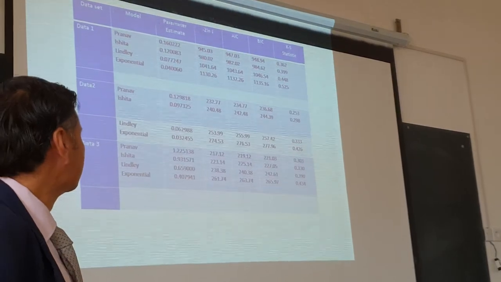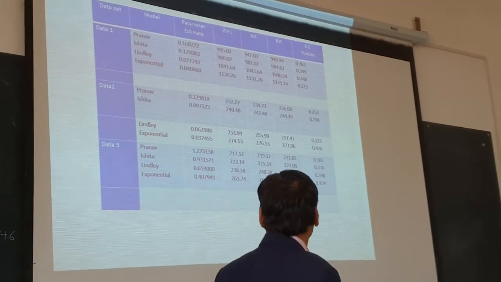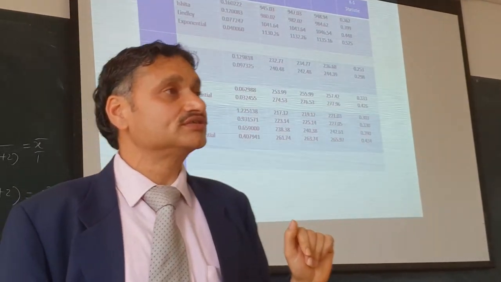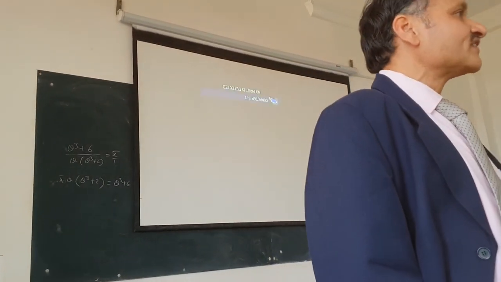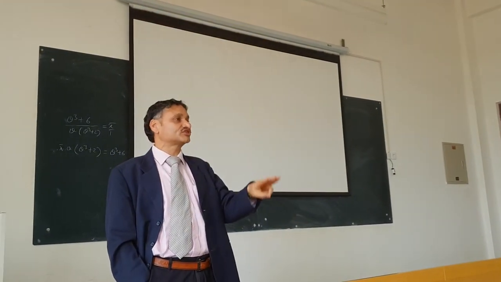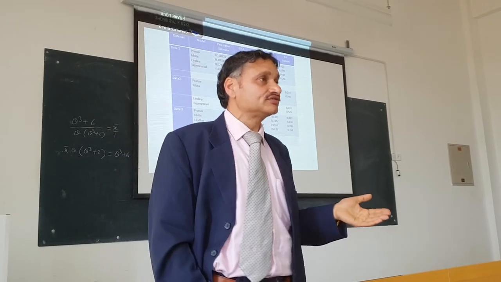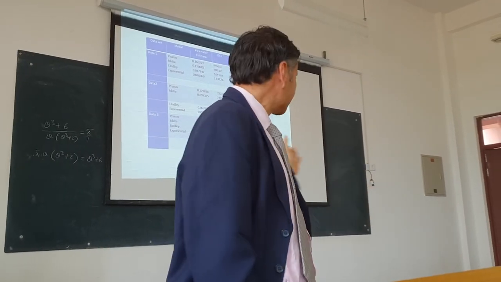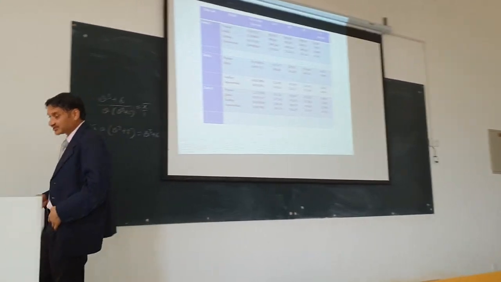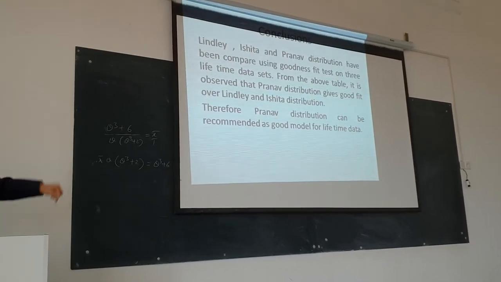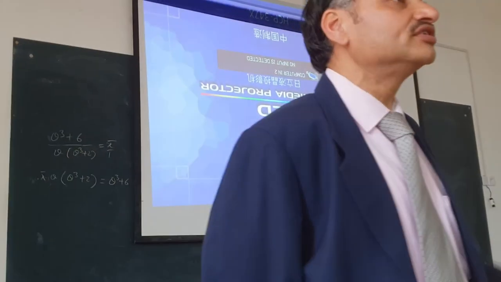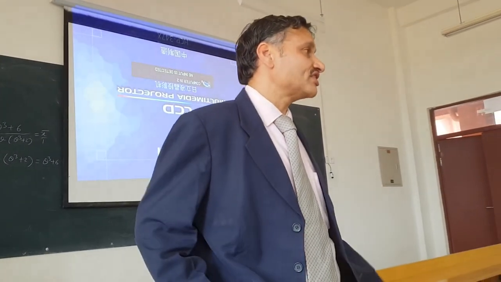0.362 for data 1, 0.252 for data 2, and 0.303 for data 3. So it's minimum for all the data sets. Even if you compare other distributions, I included four distributions, including exponential. So it's giving a better result than the others. So this distribution can be recommended for further study as a lifetime distribution. I even recommended it in the paper. Therefore, the Pranav distribution can be recommended as a good lifetime distribution for further study, because it's giving good results compared to the others.